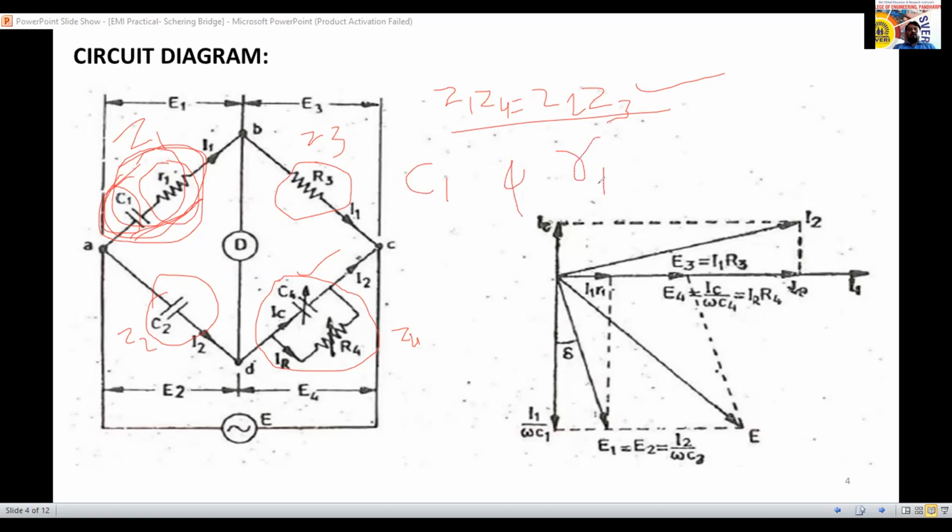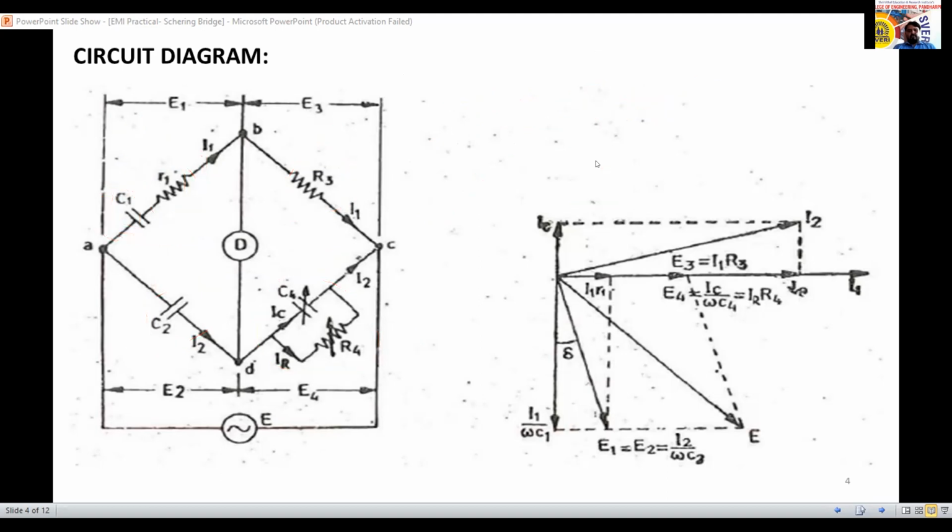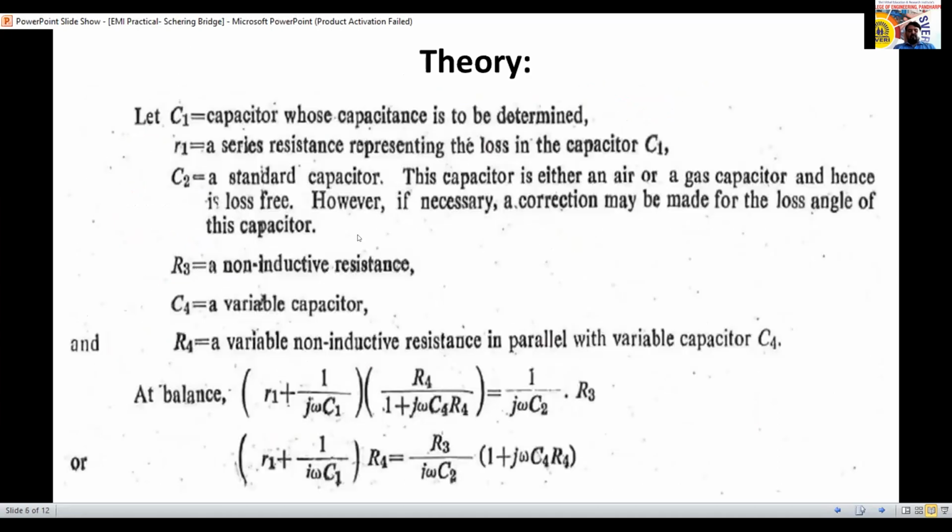Manually we have to calculate C1 and R1, and practically we have to compare that value with it. I will show the final equation only, because we already discussed this in the classroom. Z1 equals R1 plus 1 by j omega C1. Z4 equals R4 divided by 1 plus j omega C4R4. Z2 is 1 by j omega C2, and this is Z3.